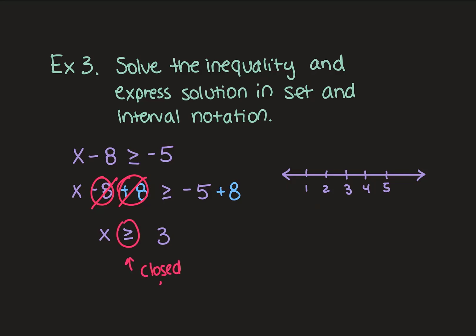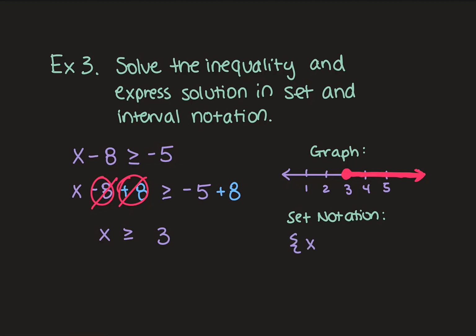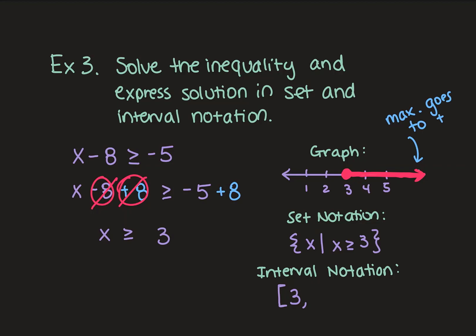So we will place a closed circle at 3 and shade all values greater than 3. For set notation, we have the set of all values of x such that x is greater than or equal to 3. Then for interval notation, our minimum is at 3 with a bracket, and our maximum goes to positive infinity with parentheses.